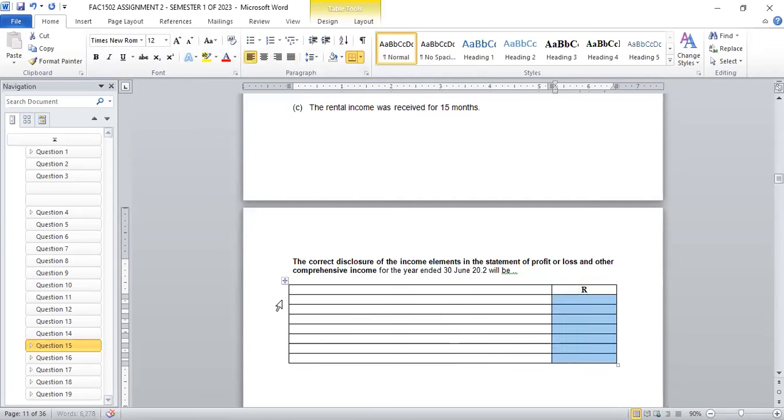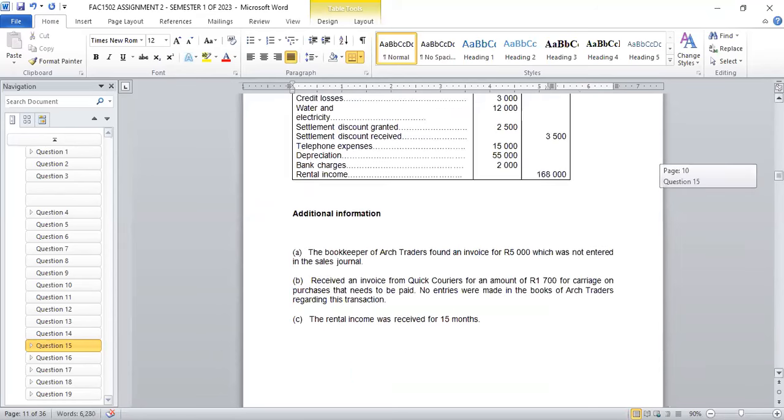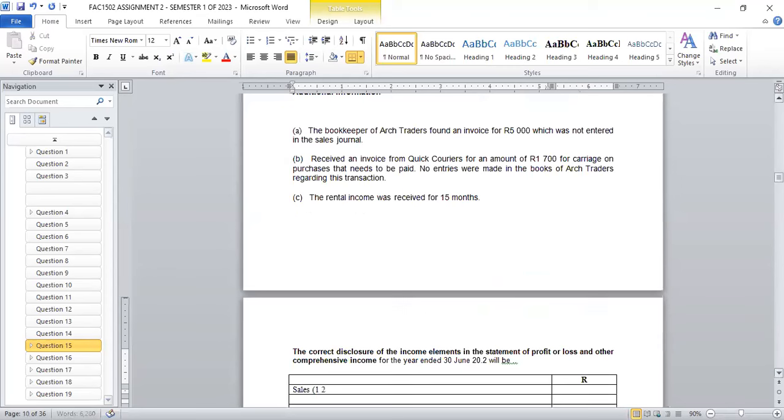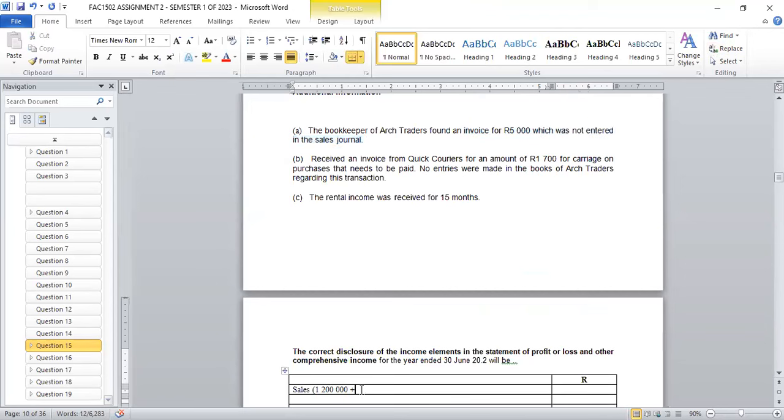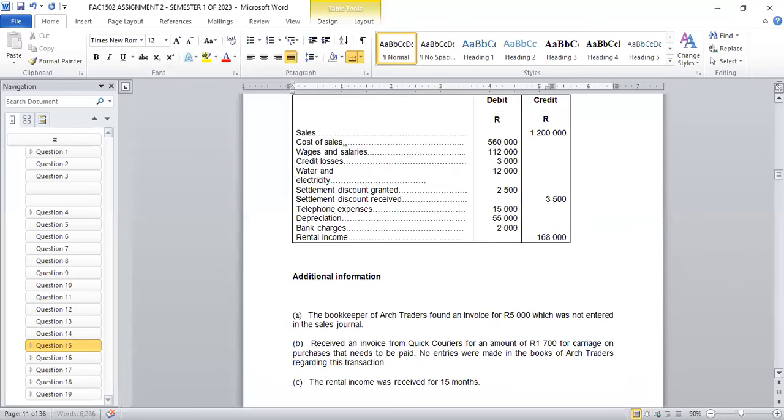We would start with your sales. You take the sales that you are given. These calculations will not be part of your answer. That is the 1.2 that you see there. Then we add that invoice which was not entered in the sales journal. That means there's a sale which is omitted, so we have to add it. Then you subtract any sales returns and settlement discount granted.